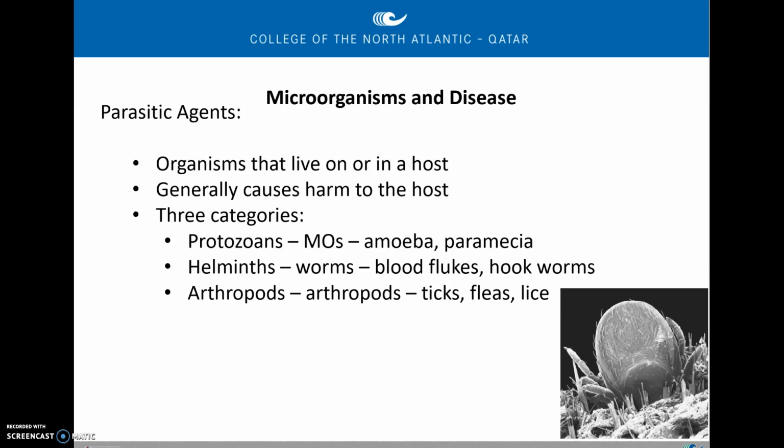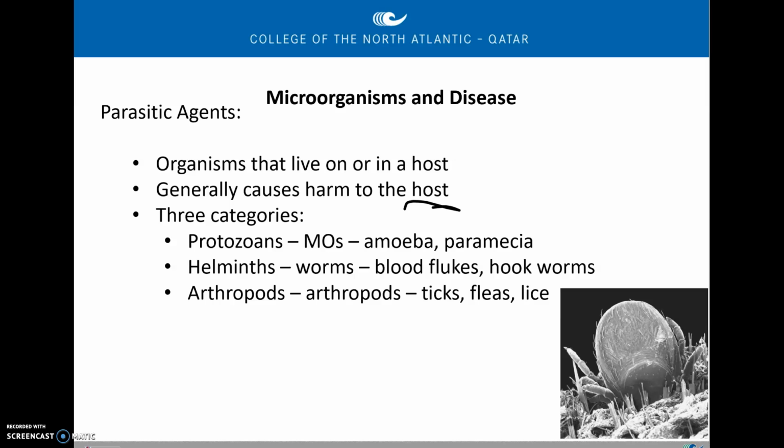Let's carry on with Unit 4, where we were talking about microorganisms and disease. Today we're going to start off talking about parasitic agents. Remember, when we're talking about a parasitic relationship, we're talking about two organisms living together. We have one organism, the larger one, that's what we call the host, and that's the organism that usually gets damaged. And then we have the parasite, of course, which is a smaller one, which causes the damage.